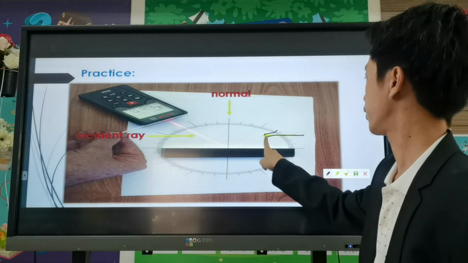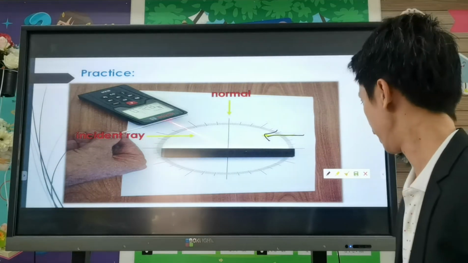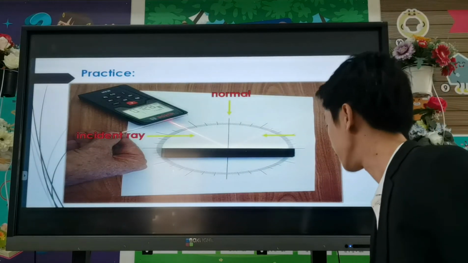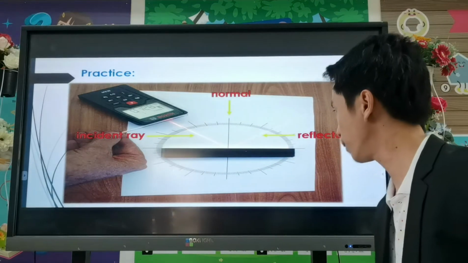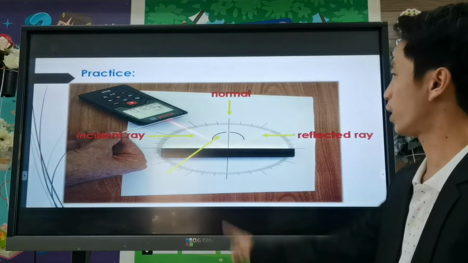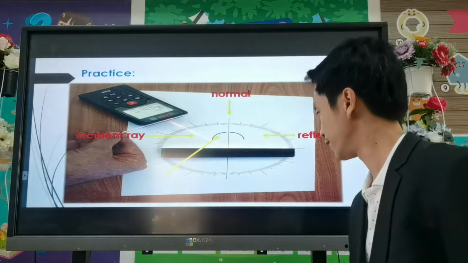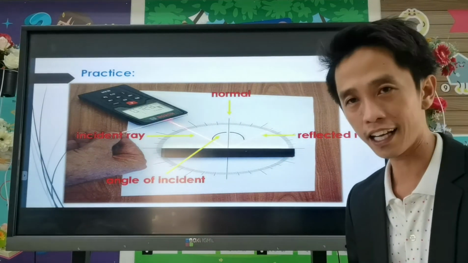This line, what do you call this one? Alright? That is the reflected ray, correct. Okay, how about this angle? What do you call this angle? That is the angle of incidence.